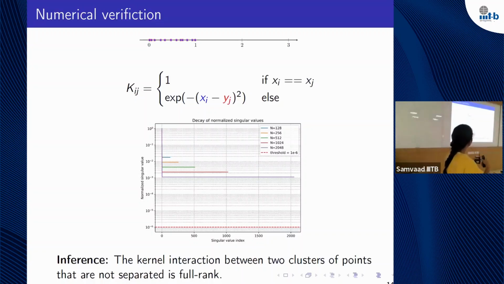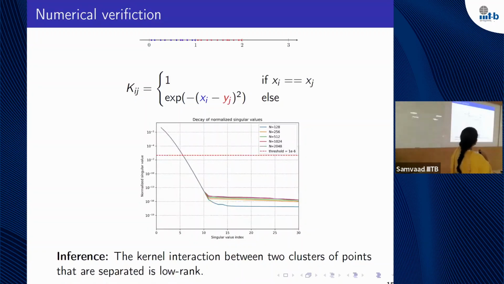What are x's and y's? The points where you actually evaluate your kernel function, k of x comma y. So if x's and y's are the same in the evaluation of your kernel matrix, then the rank of that matrix is always full, or it's a full rank matrix.